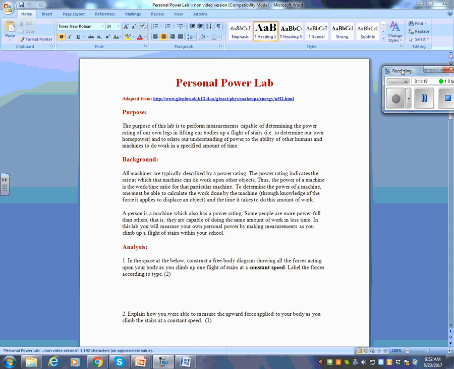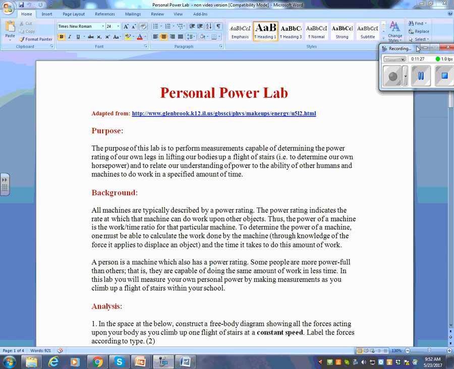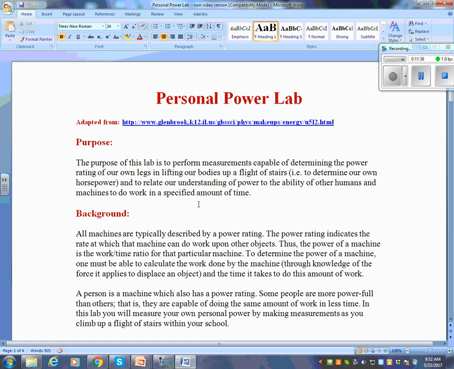Okay, so the personal power lab is fairly straightforward. I don't remember what day I suggested you do it. Maybe Thursday, maybe Friday, it doesn't matter. You don't even have to all do it at the same time. The purpose of the lab is to perform measurements capable of determining the power rating of our own legs and lifting our bodies up a flight of stairs to determine our own horsepower. We're going to compare you to a horse to relate our understanding of power to the ability of other humans and machines to do work in a specified amount of time.